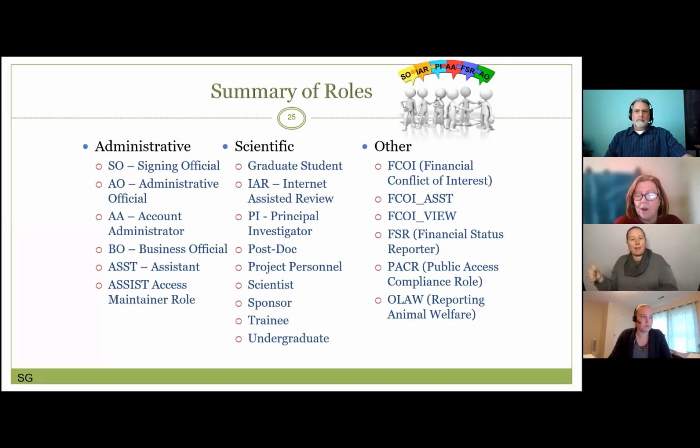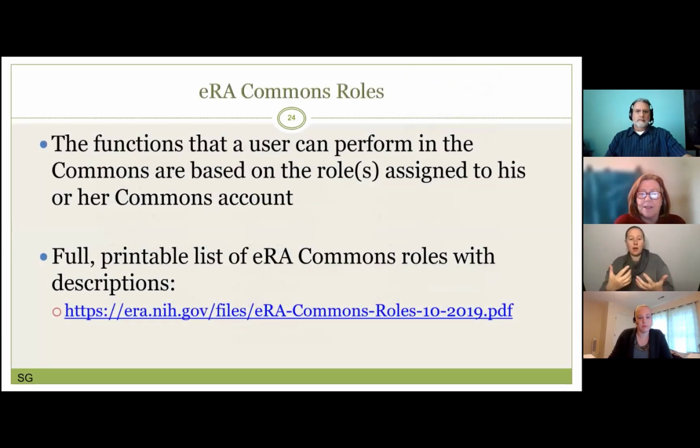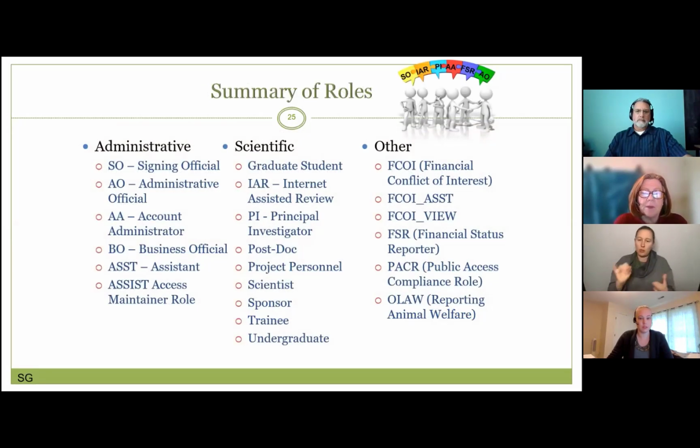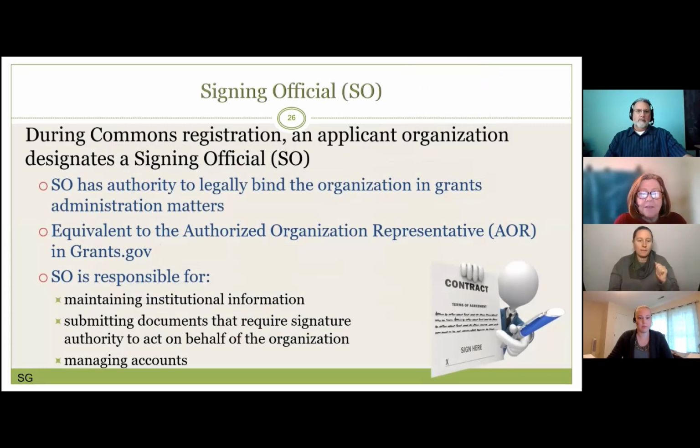And here's a list of our roles. Also, I wanted to point out the link down there is a great go-to guide for finding out what the roles can do. It's got a lot of information in it. So please utilize that resource if you're interested in what things can be done. The signing official is the super powered role where you have the organization's signing authority, and it is pretty equivalent to the AOR in grants.gov. They can be different people, they can be the same people, but it's what you assign to them, and they have very similar responsibilities.